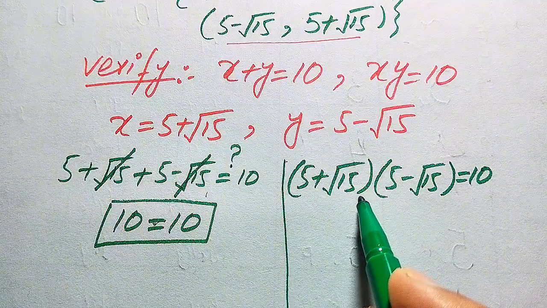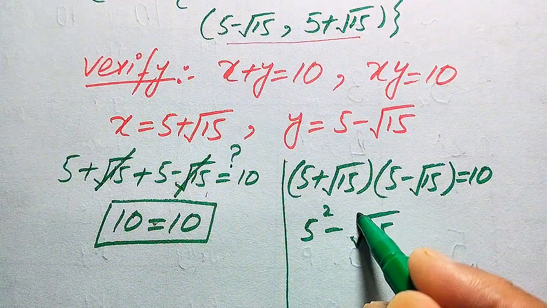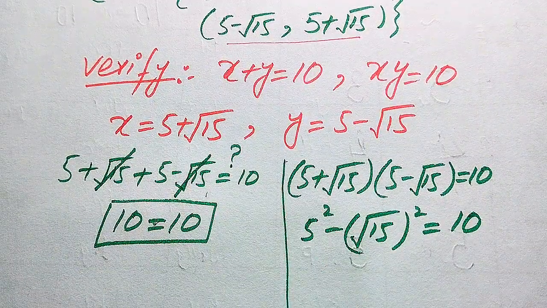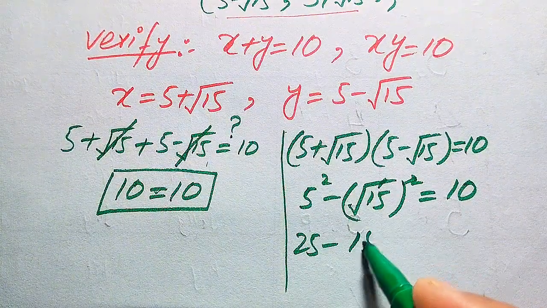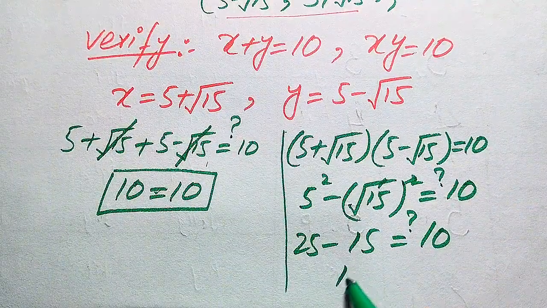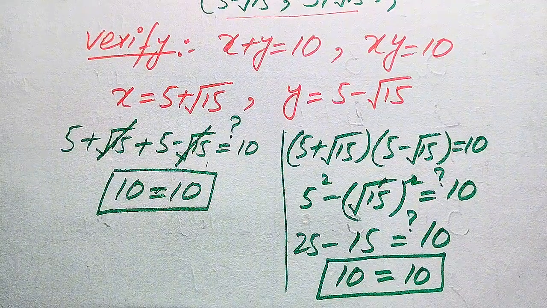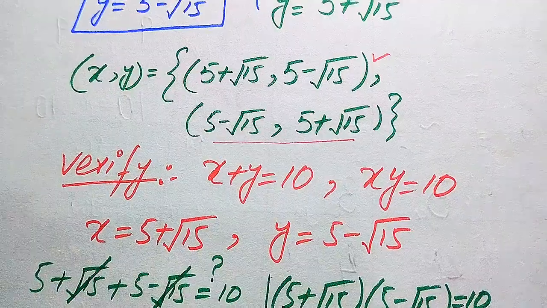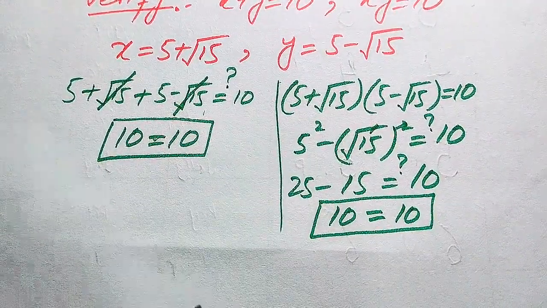And here we use the algebraic formula and we write these terms as 5 squared minus square root of 15 whole squared is equal to 10. And here we have 5 squared becomes 25, and the square and square root are gone, we get 15 is equal to 10. Because 25 minus 15 becomes 10, 10 equals 10. So this shows that the values of x and y satisfy our given question statement, and this is our final answer of this question.